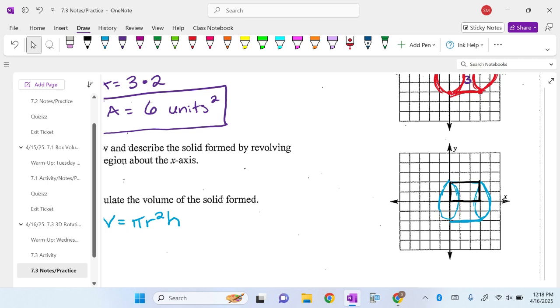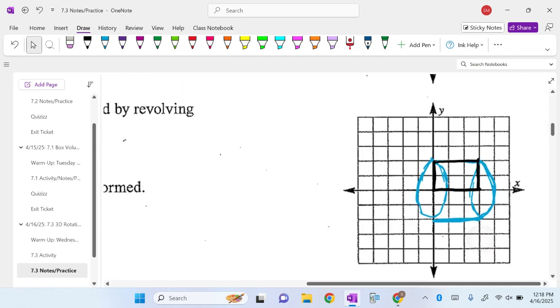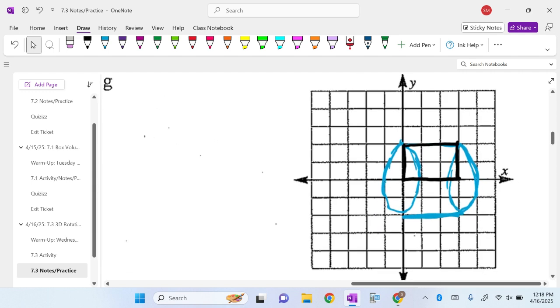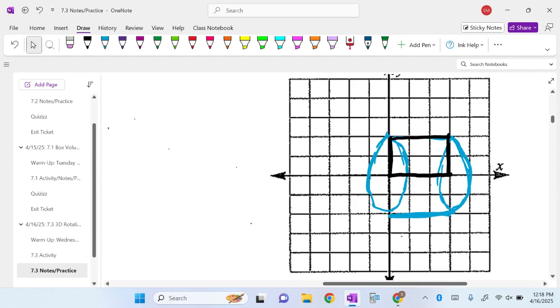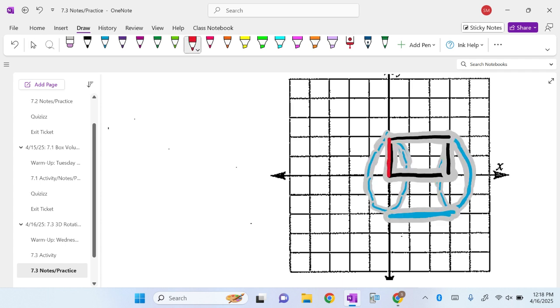What do you think my radius is? 2. Why do you think it's 2? Right. So if we look right here, all right, here's the center of the circle. And remember, the radius is a segment from the center of the circle to the edge. If we count, that's 1, 2. So our radius is 2. What about our height? What do you think?